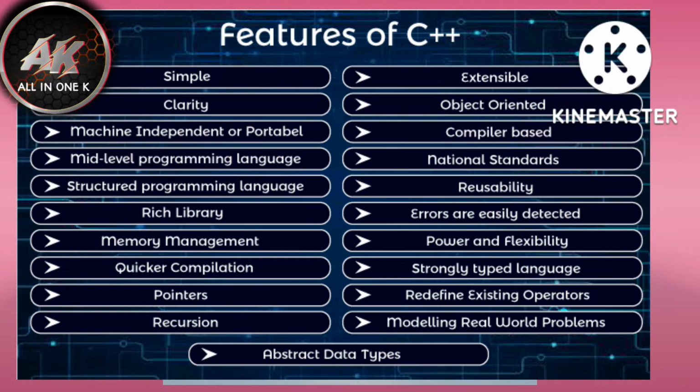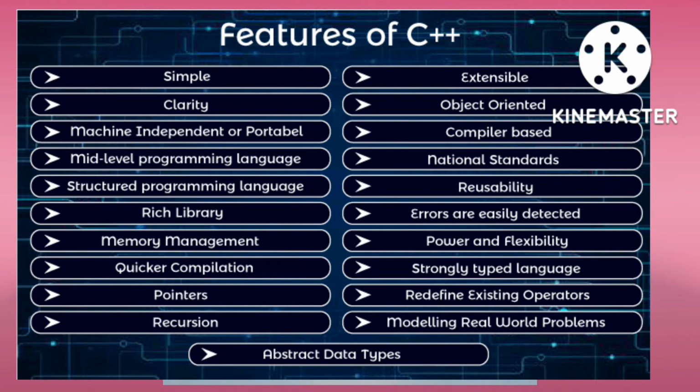So friends, the first feature of C++ is that it is simple. It is simple to use and simple to understand. Second is clarity. Third is machine independent or portable. C++ is a machine independent language. Fourth, C++ is a mid-level programming language.